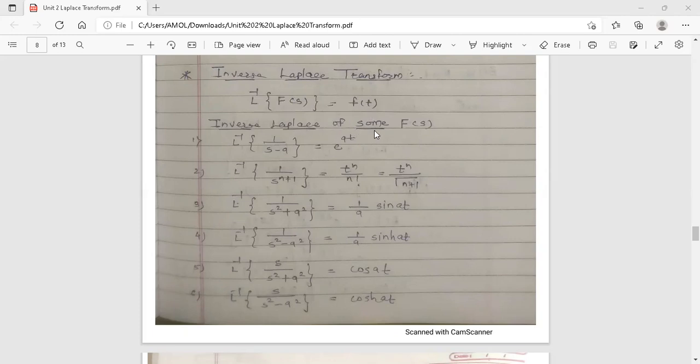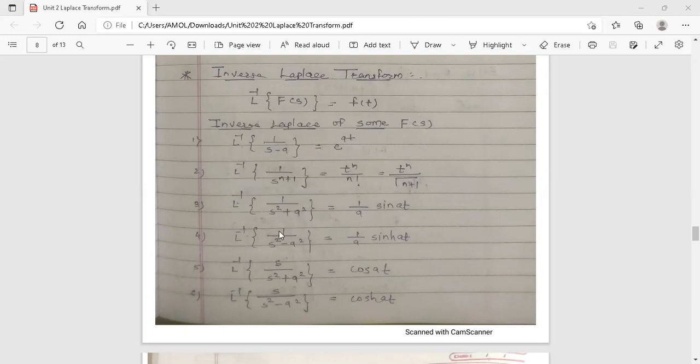Inverse Laplace of some functions here. Inverse Laplace transform of 1 upon s minus a is equal to e raised to at. Inverse Laplace transform of 1 upon s raised to n plus 1 is equal to t raised to n upon n factorial, or it is also equal to t raised to n upon gamma n plus 1. It is equal to t raised to n upon n factorial when n is a positive integer. Inverse Laplace transform of 1 upon s square plus a square is 1 upon a into sine at.